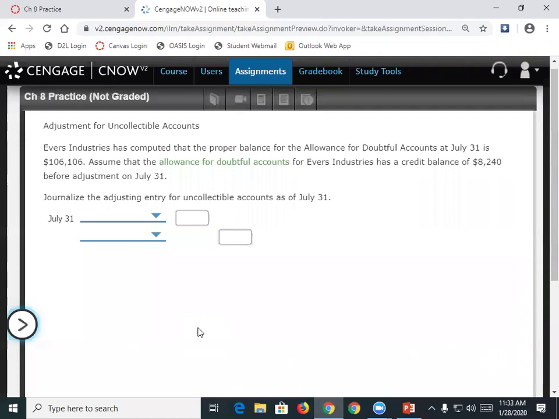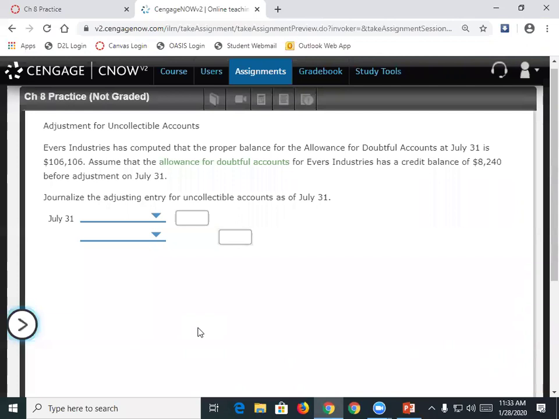So based on what we just learned, it says Evers Industry has computed that the proper balance for allowance for doubtful accounts is $106,106, which is what we just did on the previous one. It's nice when it matches up, right? So we did an analysis of accounts receivable, and we want our ending balance to be $106,106. It says, assume that the allowance for doubtful accounts has a credit balance of $8,240 before adjustments. What would be our adjusting entry?